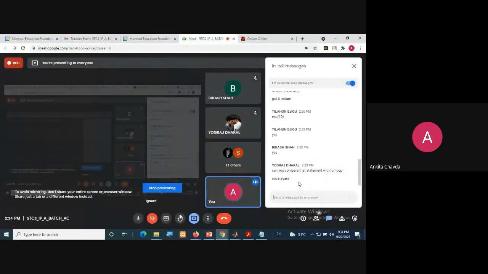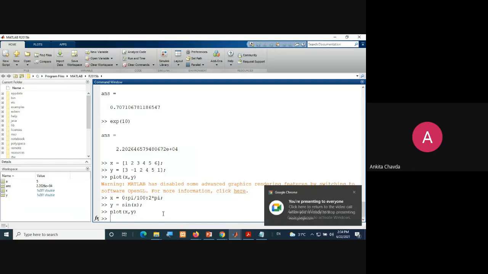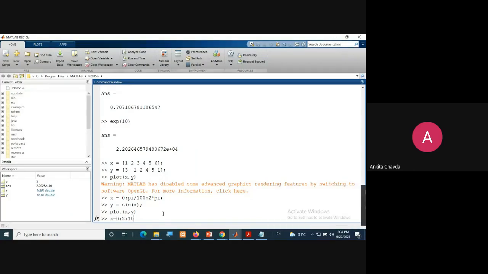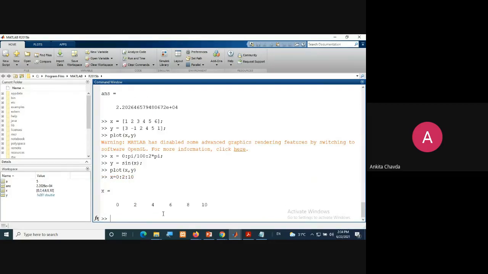Can you compare that statement with the for loop once again? Now you are getting what I'm saying. Yogaraj, I have given the initial starting value 0. It will go till 10. And I want to increment every time with 2. So the first value is 0, then 2, then 4, then 6, 8 and 10.